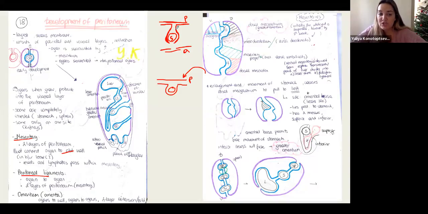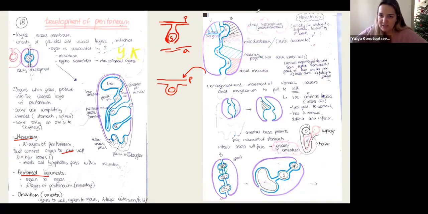There are two types of mesenteries that could be present in the embryo. In the adult, there's only one type, but in the embryo, there could be two types. There could be ventral mesentery, and there could be dorsal mesentery. Dorsal mesentery connects your organ to the posterior body wall. Ventral mesentery connects your organ to the anterior body wall.